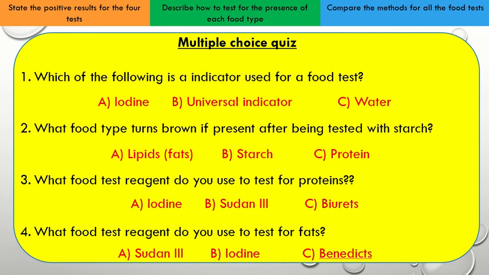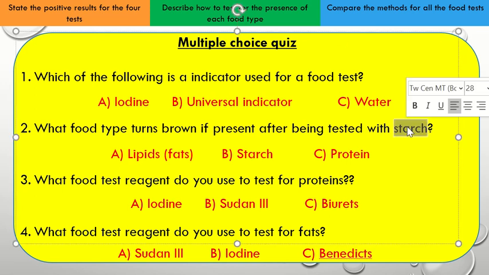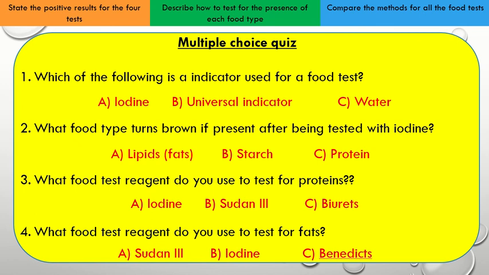Number 2, what food type turns brown if present after being tested with iodine? That should say, I apologize. Do we think it is A, lipids or fats? Do we think it's B, starch? Or do you think it is C, protein?